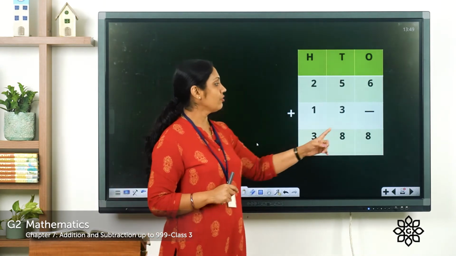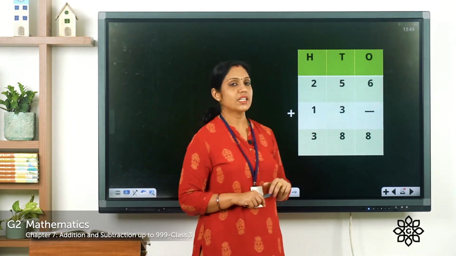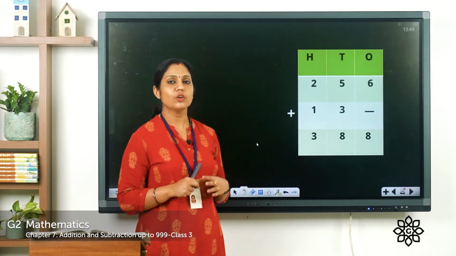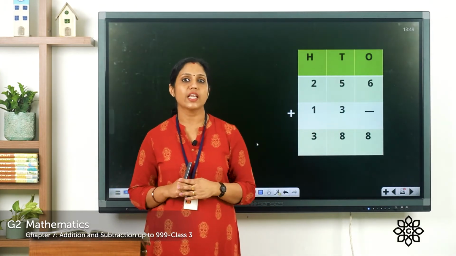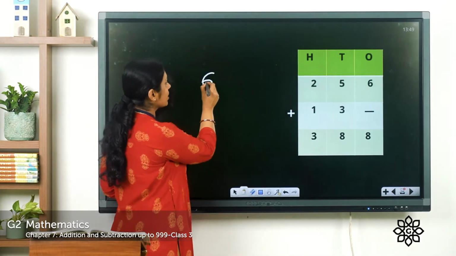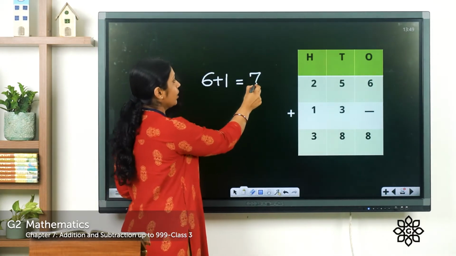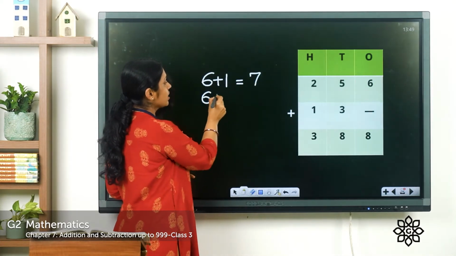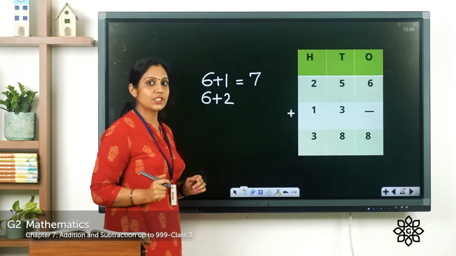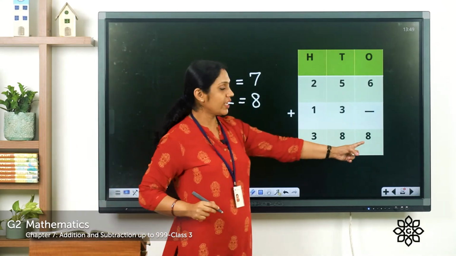Let's look at the ones position first. We have 6 plus dash is equal to 8. Now 6 plus how much gives 8? Let's check. 6 plus 1. How much is it? 6 plus 1 is 7. Now let's check 6 plus 2. And how much is 6 plus 2? It is 8. So did we get the answer here, 8?